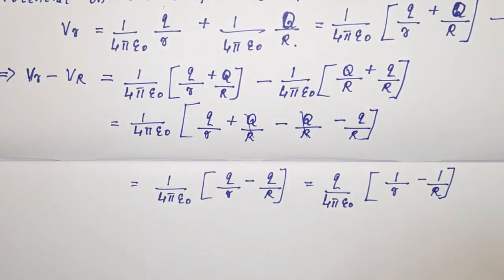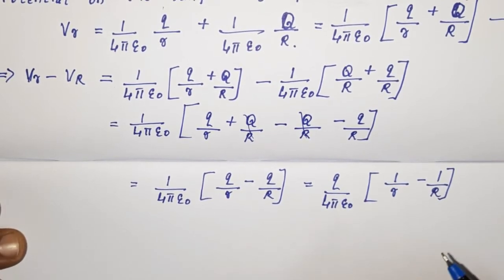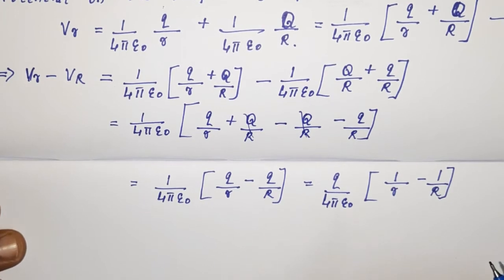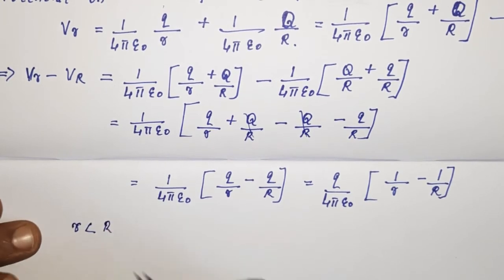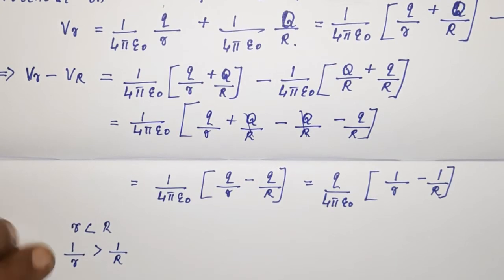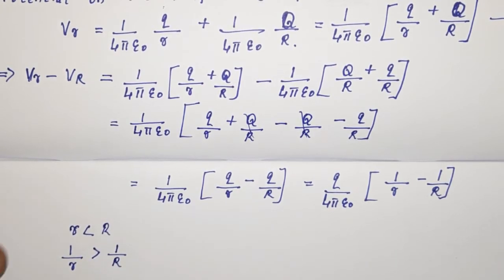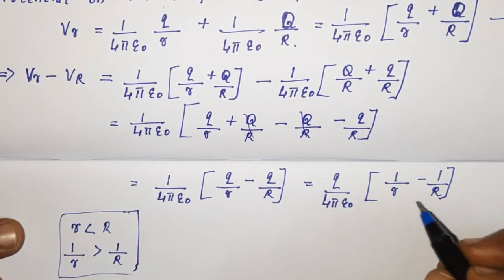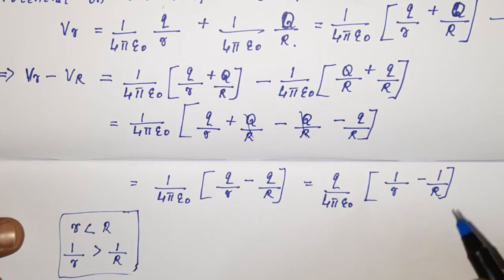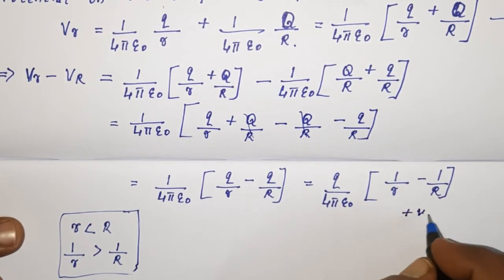Now we have to see whether this term is positive or negative. Look at the small r and capital R. What about the values of 1 by r minus 1 by R? You know, the small r is less than capital R. So 1 by r will be greater than 1 by capital R. Got it? Because when we take the reciprocal, the smaller the value, the 1 by r will be more. So if 1 by r is more than 1 by capital R, what about the term within the bracket in this equation? That will be positive.